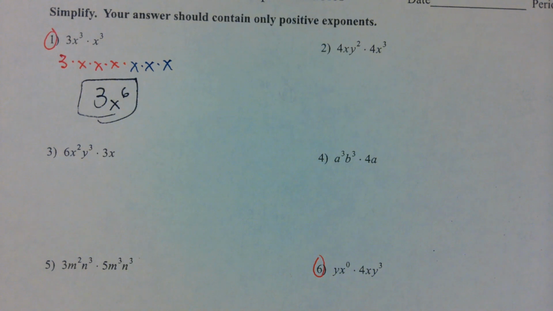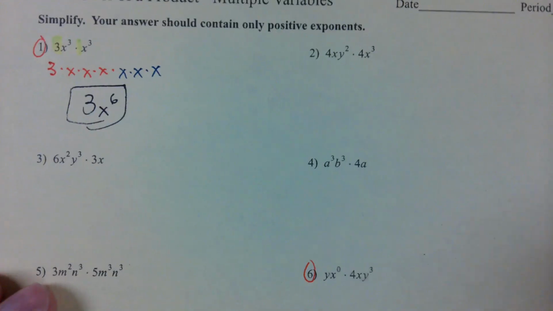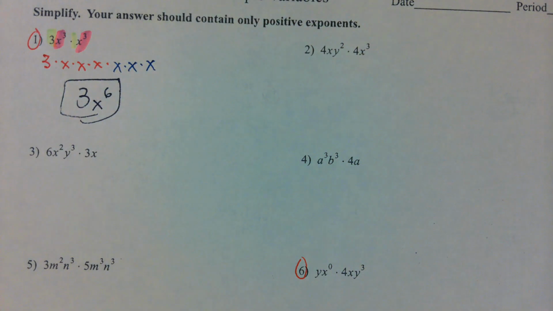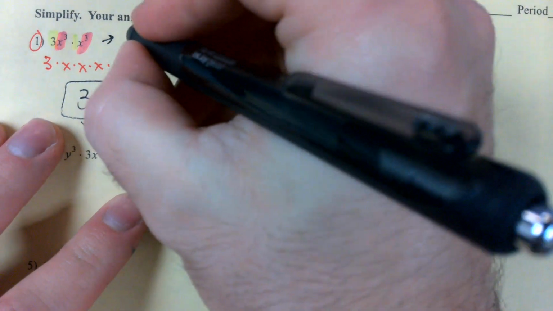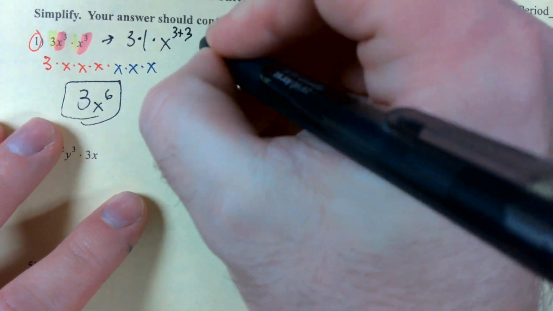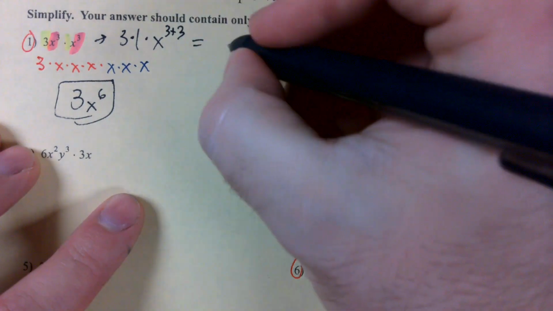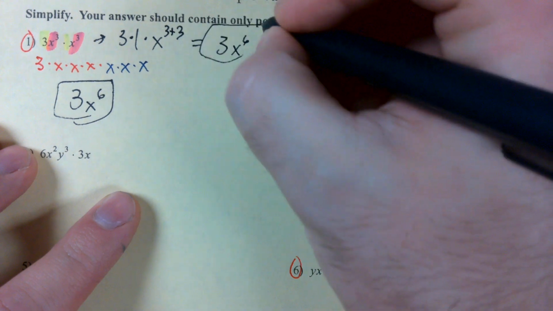Now the way that we talked about in the notes, just so we can review that, is we highlight those coefficients. We highlight our x's. This is more from last Friday's notes than it is from yesterday's because there's only one variable. 3 times 1 in front, x to the 3 plus 3 behind it. But that still gives us 3x to the 6th.